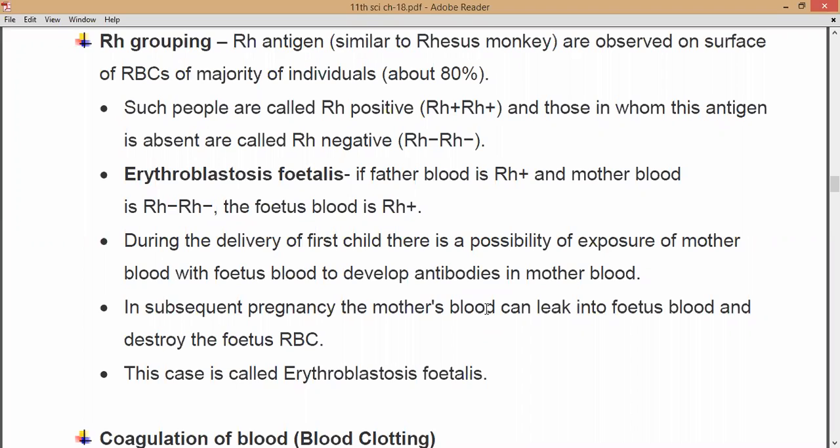And this can lead to a case which is known as erythroblastosis fetalis, right? So that is erythro, that is RBC, blastosis, that is the blast taking place, that is rupturing or destroying of the fetus RBC, and for this reason this case is known as erythroblastosis fetalis, right?